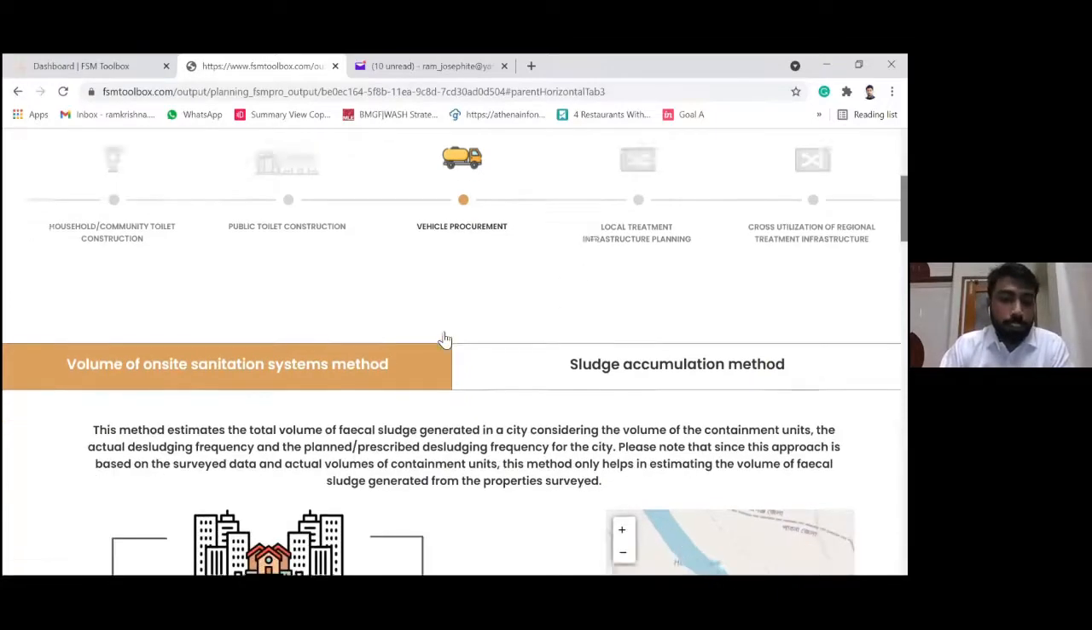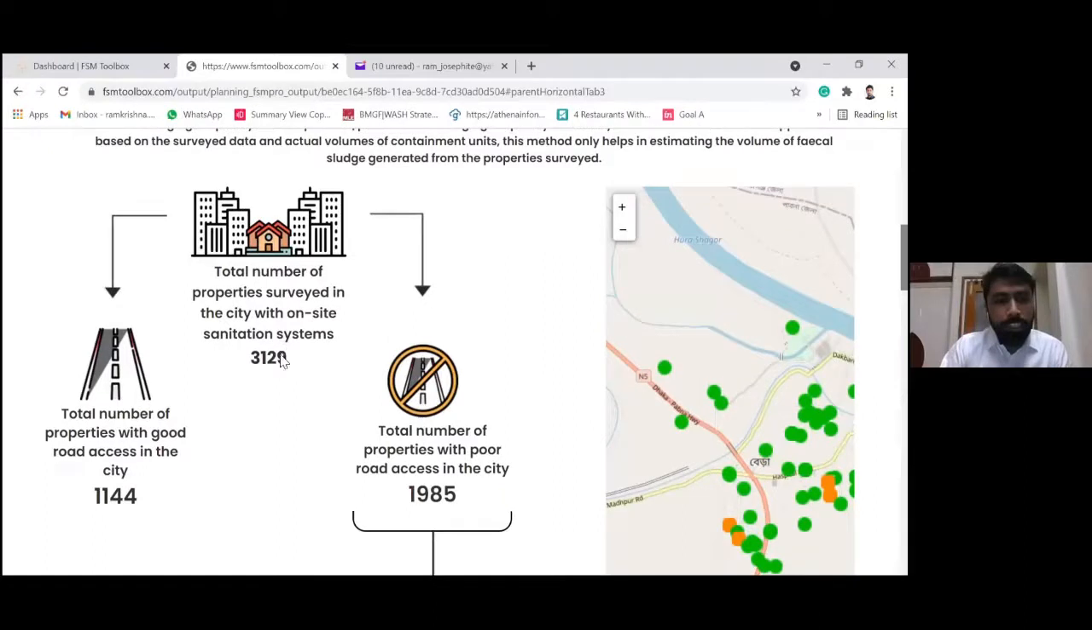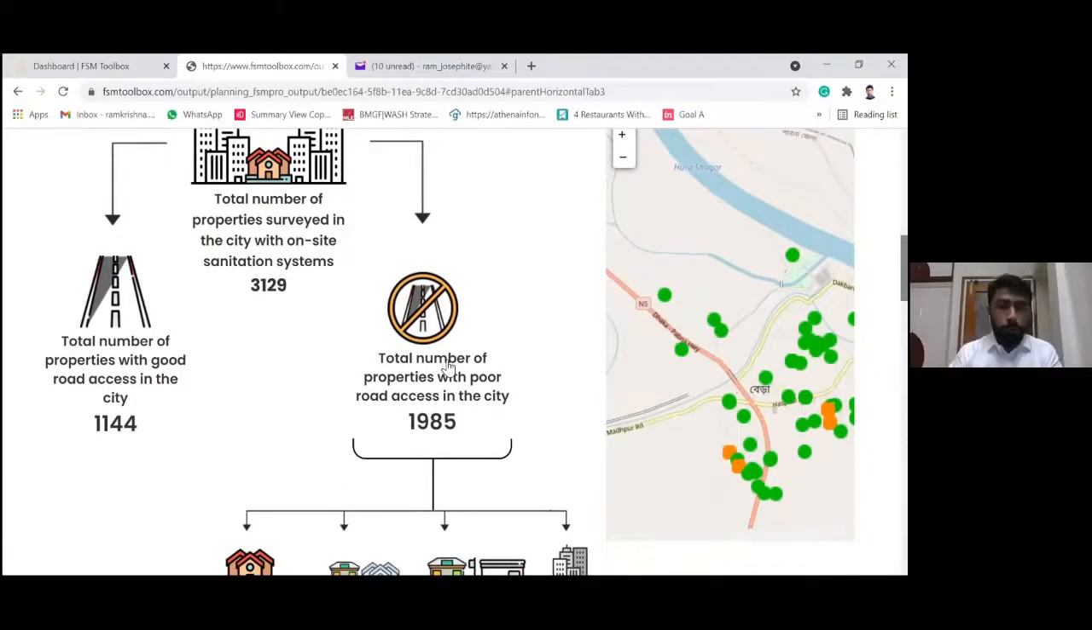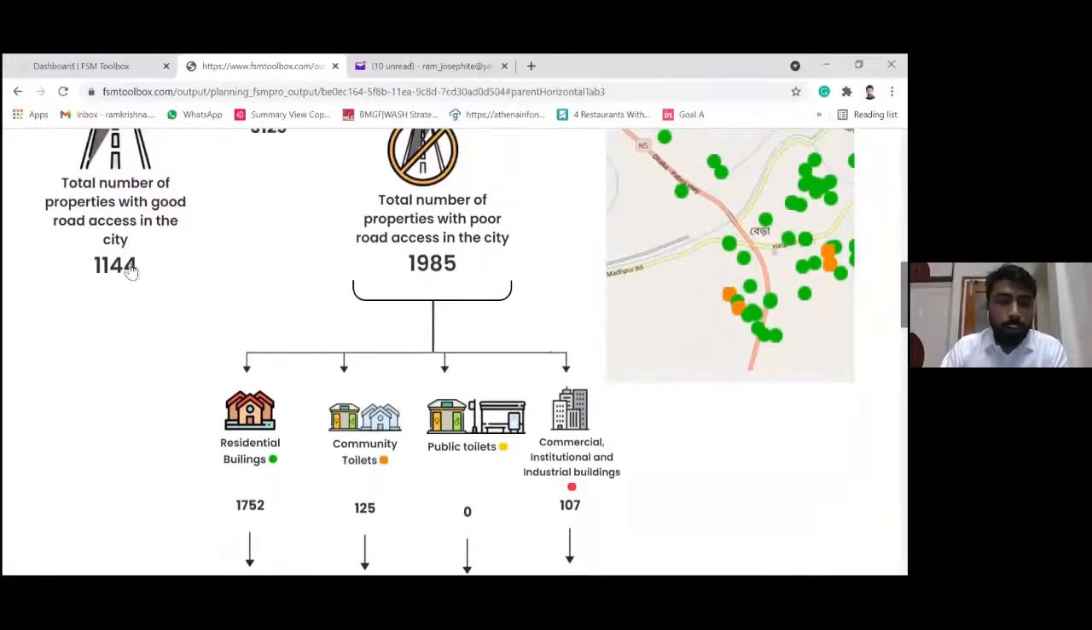One is on vehicle procurement. Often we ask how many vehicles we should buy for the city, and what should be the capacity of those vehicles. The tool helps you: out of the total surveys that you have done, it extrapolates to the entire city and tells you how many properties have access to good road width, meaning those more than 3 meters wide, where a desludging vehicle can easily access, and how many properties are located in poor road access as well. And it gives you a split of all the categories of properties within that category.